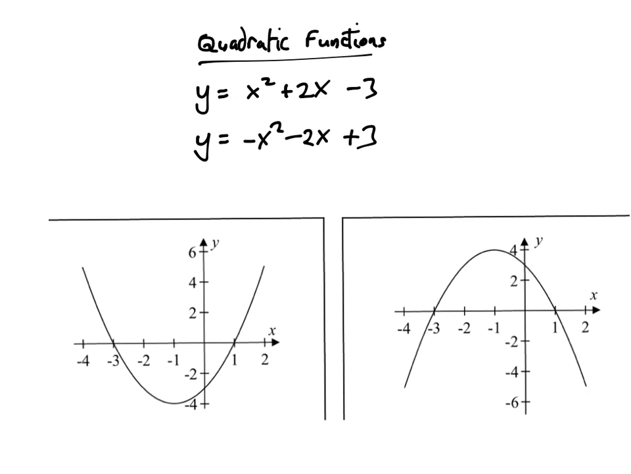You might just have, say, just x squared or 2x squared. So it doesn't necessarily always follow that you have 3 terms. Just be aware of that. So now there's 2 main types of quadratics.